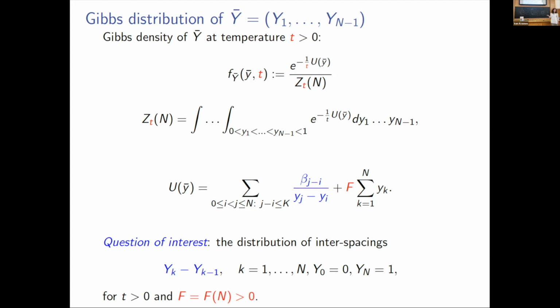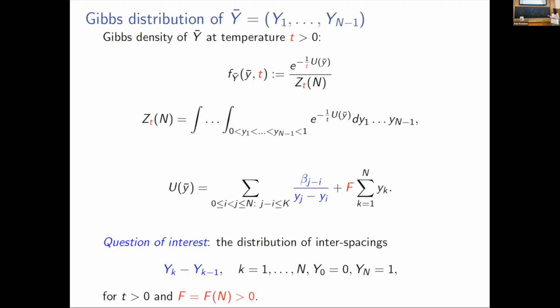They are repelling. As long as they are repelling, they naturally want to stay equally spaced. But we have an external force, and we also want to see the fluctuations of this repelling. So that's the major question here.